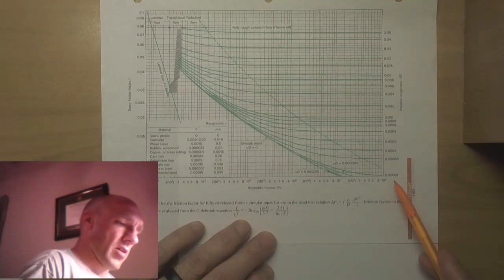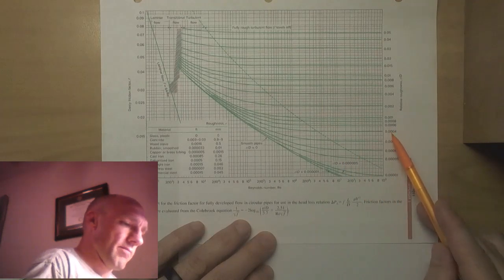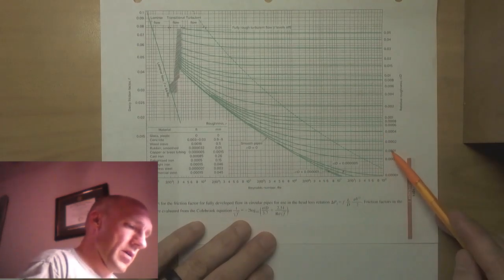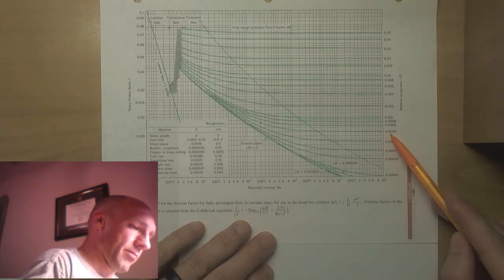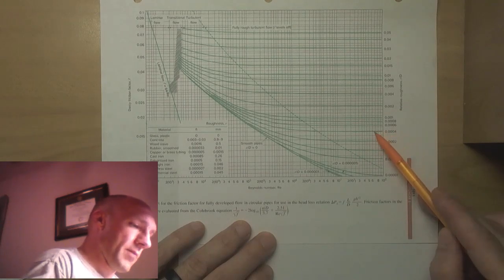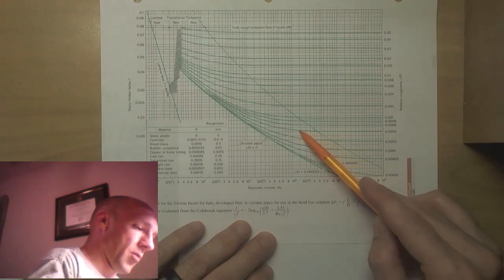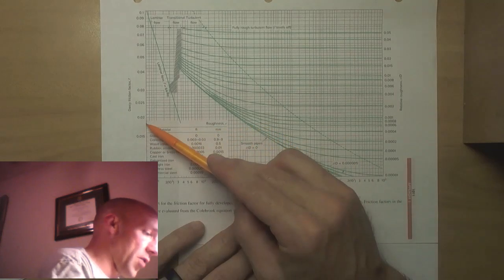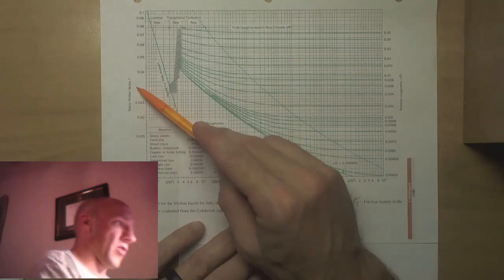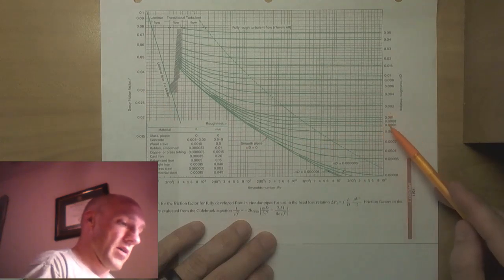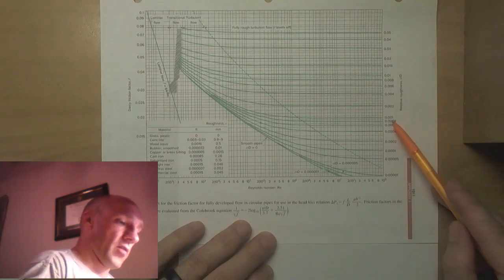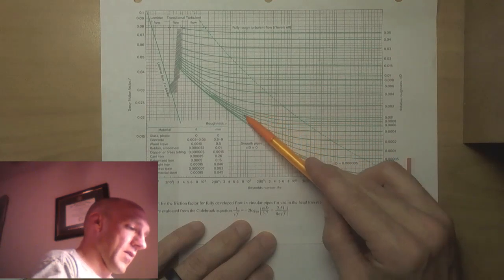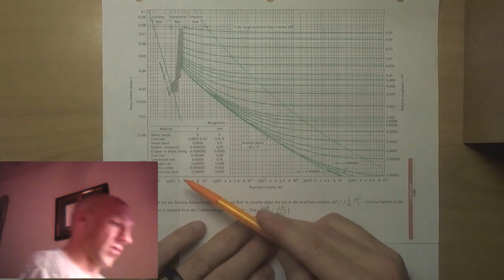So you come to your epsilon over D, whatever it happens to be, and then the Reynolds number is given across the bottom. You follow the green line, say you're at 0.0004, over to a Reynolds number of, say, 2 times 10 to the 5th. And then you come over and you read that Darcy friction factor F. So you enter at the relative roughness, come over to your Reynolds number, and then on over to the Darcy friction factor on the left-hand side.